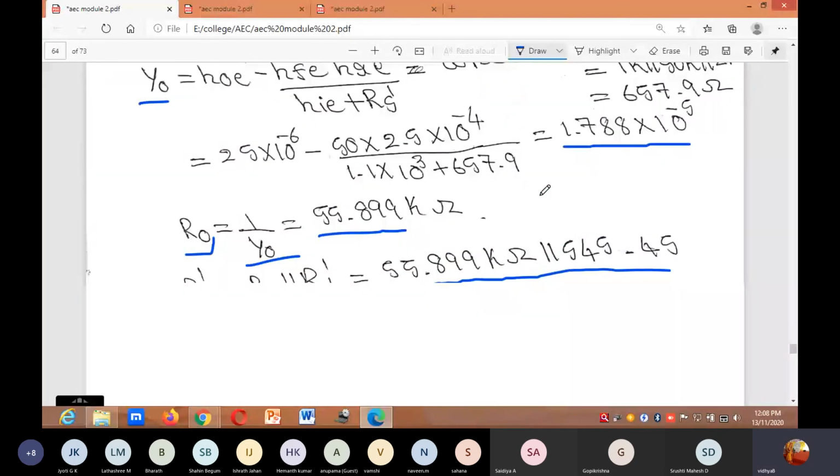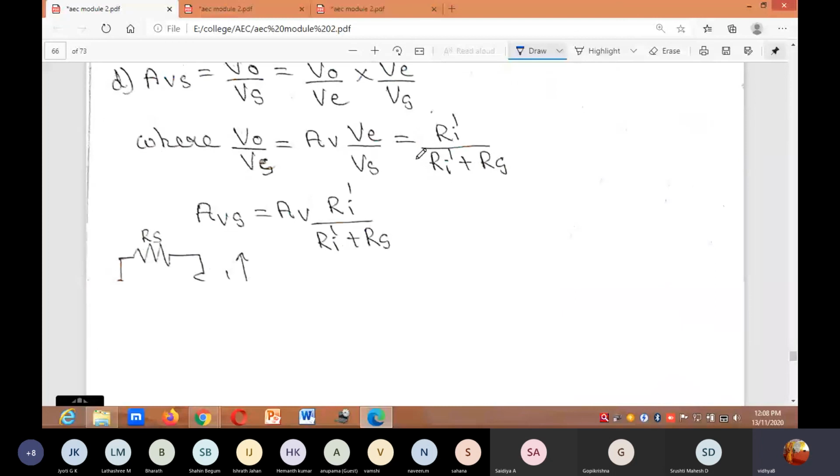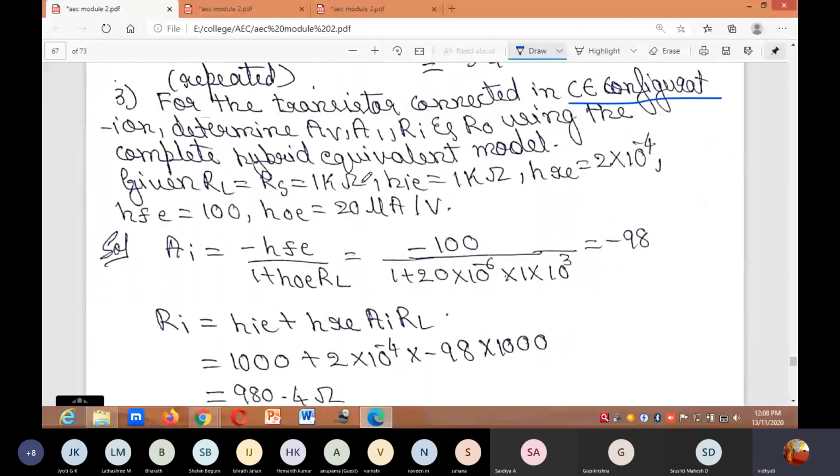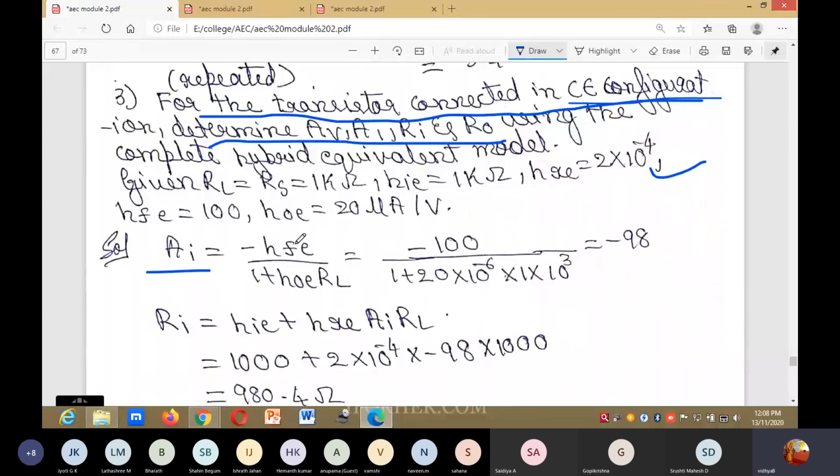This is the second problem. I'll solve it for understanding purpose. For the transistor connected in CE configuration, determine AV, AI, RI and R0. You just, I will glance once. AI is equal to what? Minus HFE divided by 1 plus HOE into RL. We know all the values. You can observe the question, they have given all the values. So if we substitute, you'll get minus 98 as AI.